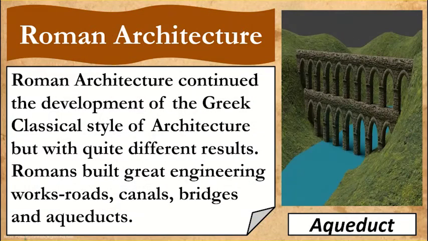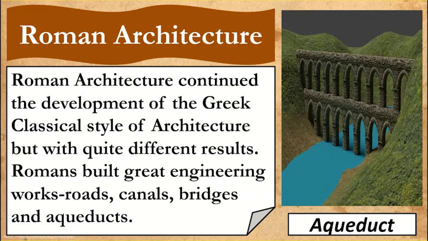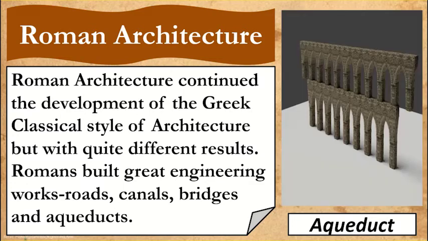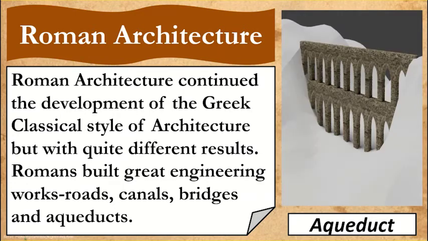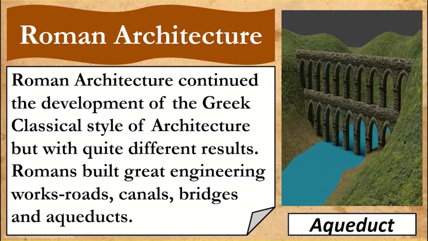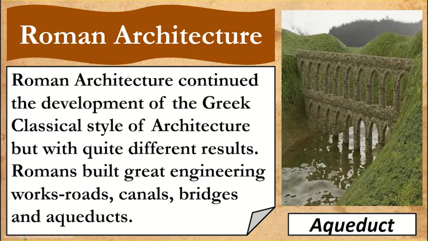Architecture in Roman arts. Roman architecture continued the development of the Greek classical style of architecture, but with quite different results. Romans built great engineering works: roads, canals, bridges, and aqueducts.